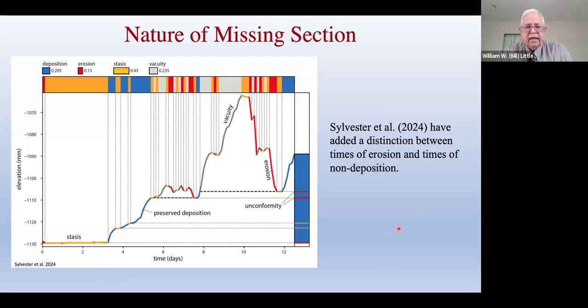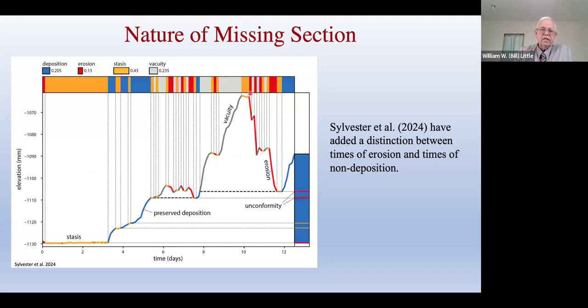What Sylvester did here is he has added another component to this scheme. First of all, there are periods that aren't only eroded, but there are periods in which there is virtually no deposition that takes place. He has referred to this as stasis. So in developing a barrel-like curve, he's trying to indicate times when there was no deposition. There's deposition that is preserved, and then the red is where erosion has taken place.